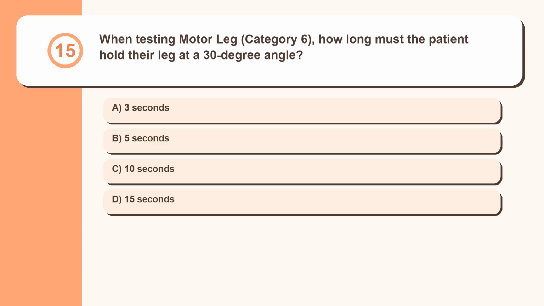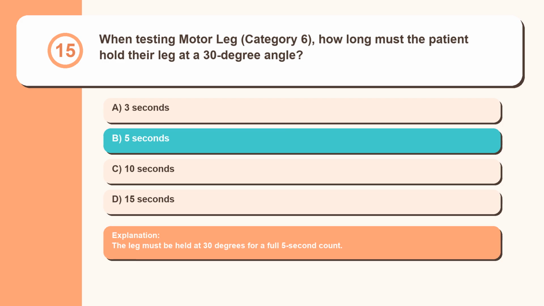Question 15. When testing motor leg, Category 6, how long must the patient hold their leg at a 30-degree angle? 3 seconds, 5 seconds, 10 seconds, 15 seconds. The leg must be held at 30 degrees for a full 5-second count.